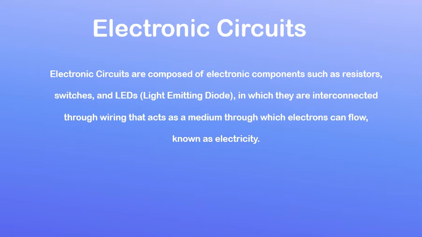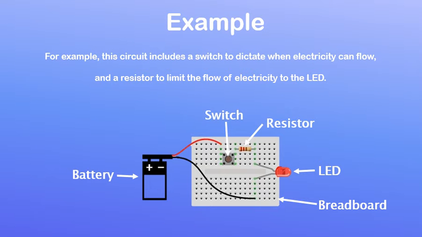Electronic circuits. Electronic circuits are composed of electronic components such as resistors, switches, and LEDs, which are interconnected through wiring that acts as a medium through which electrons can flow, known as electricity. For example, this circuit includes a switch to dictate when electricity can flow and a resistor to limit the flow of electricity to the LED. So here we have the battery, a switch, a resistor, and an LED, placed on a breadboard, which is this.